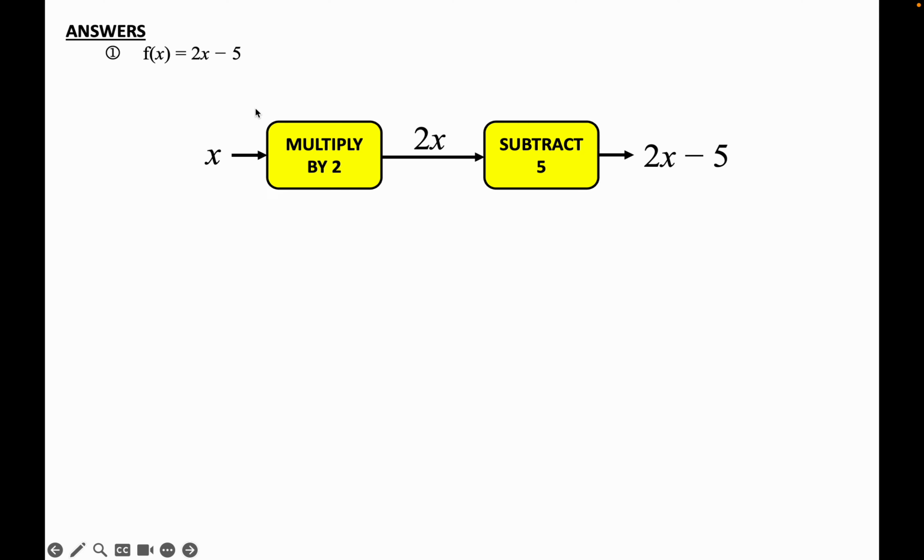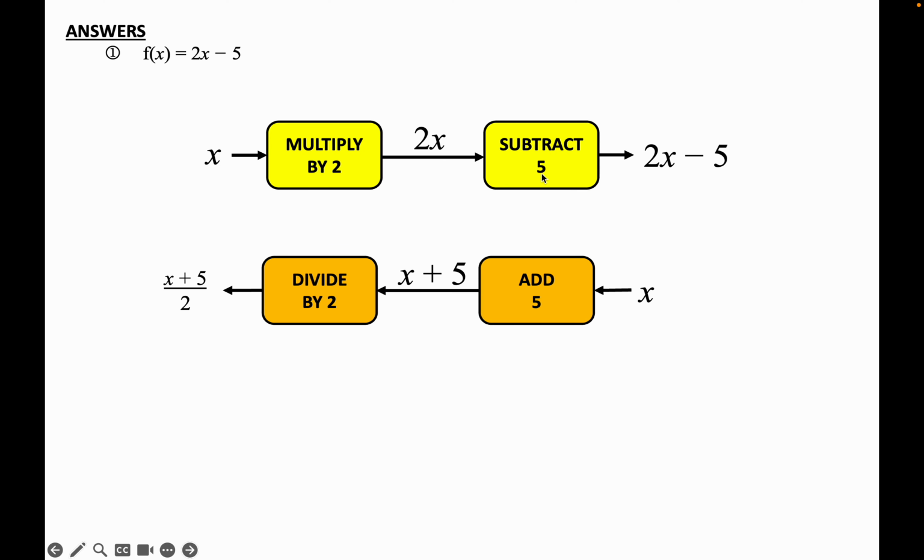So the first one, f of x equals 2x minus 5. So the original flowchart for this one, you take the x, you multiply it by 2 to get 2x, and then you subtract 5 to get 2x minus 5. So we're going to try and reverse that flowchart. So the inverse of subtract 5 would be to add 5. The inverse or opposite of multiply by 2 would be to divide by 2.